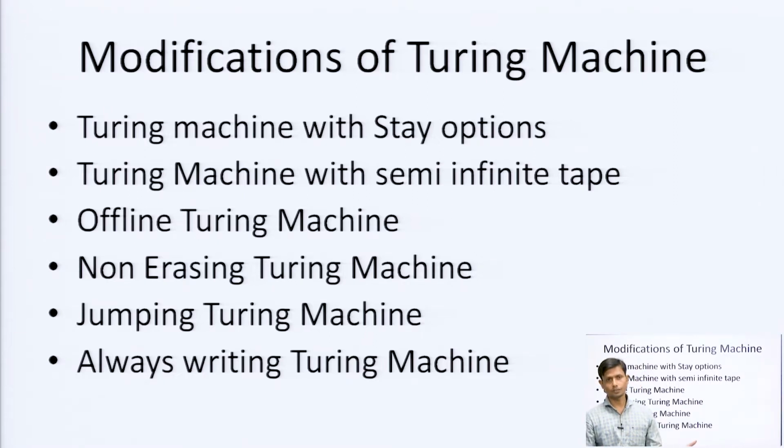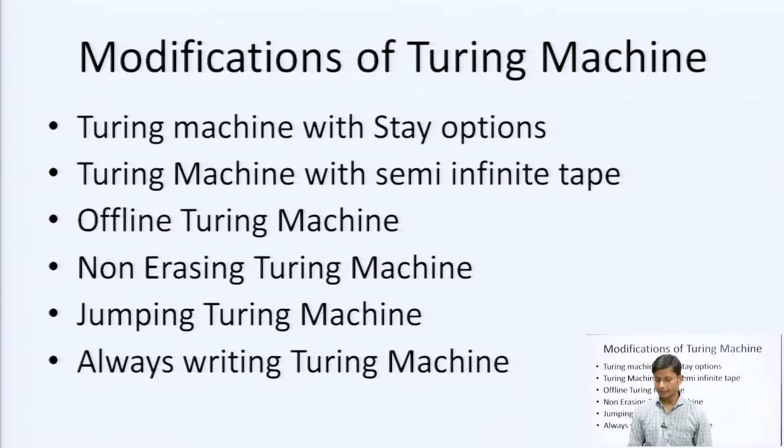So, you can choose any one of these. You have two ends: either you take left as infinite and fix right as finite, or you take right as infinite and left as finite, like that you can fix it.